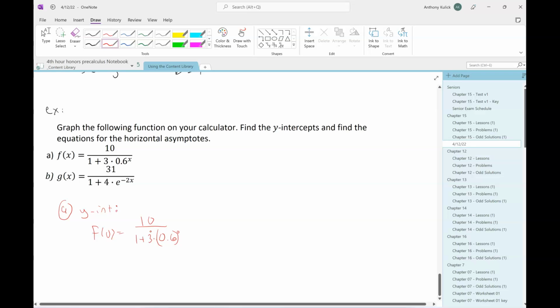So 0.6 to the 0 is 1. 3 times 1 is 3. Plus 1 is 4. So I get 10/4 or 2.5. The horizontal asymptotes are always at y equals 0. This is like our lower bound. And then y equals, do you remember the other one? We just wrote it down a second ago. C, which in our case is 10. That's like our upper bound, or like the limit to growth. Like our population can't exceed that.